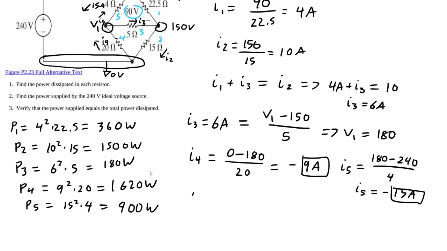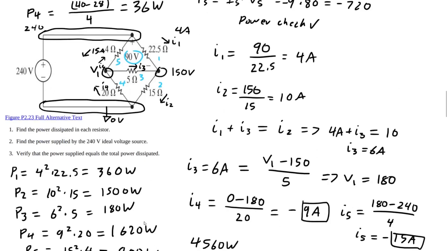Alright, so that means that the total power dissipated by the resistors is 4560 watts, which is consistent with the power supplied, which is 19 amps times 240 volts, which is 4560 watts. So yeah, the power supplied does equal the power dissipated. And we successfully have solved this circuit.